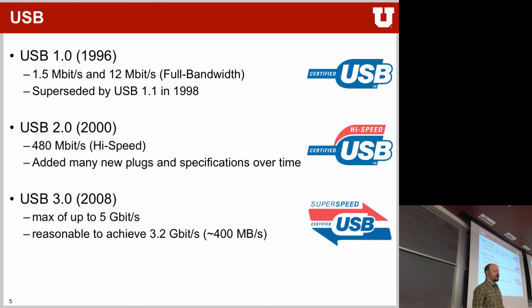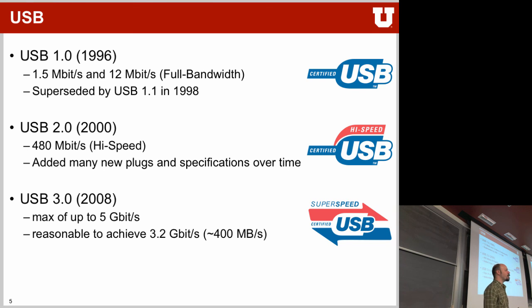USB 3.0 came out in 2008. Who has a USB 3.0 device at home? So about a third, maybe half. What type of device do you have? Hard drive, right? That's pretty much what everybody uses this for. External hard drives, because it's nice and fast.